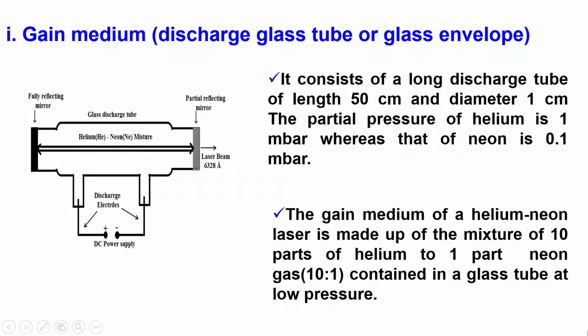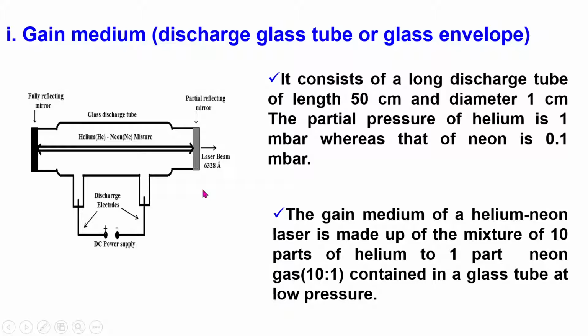In a helium neon laser, it consists of a long discharge tube of length 50 cm and diameter 1 cm, and a partial pressure of helium of 1 millibar, whereas that of neon is 0.1 millibar, is maintained inside the glass discharge tube.